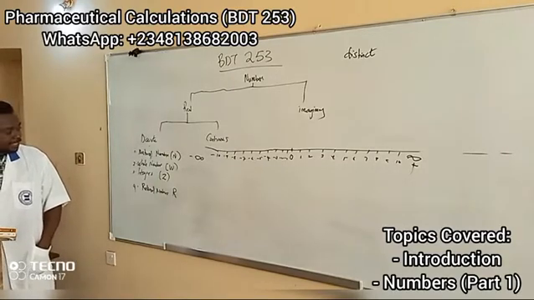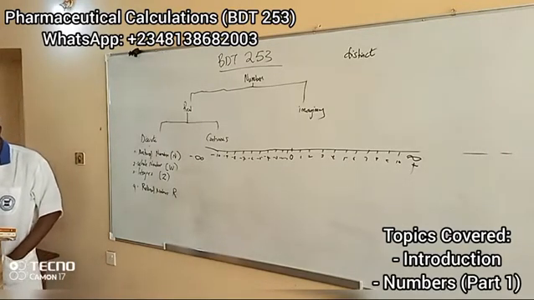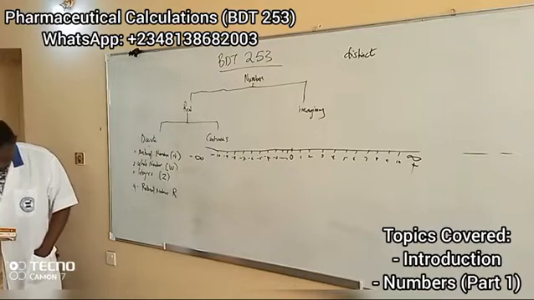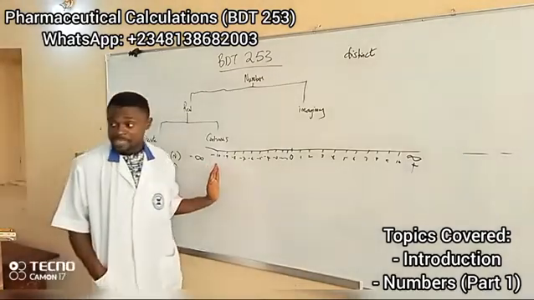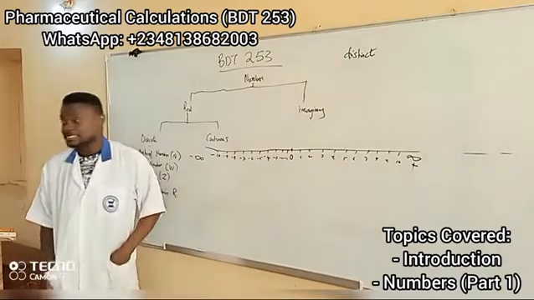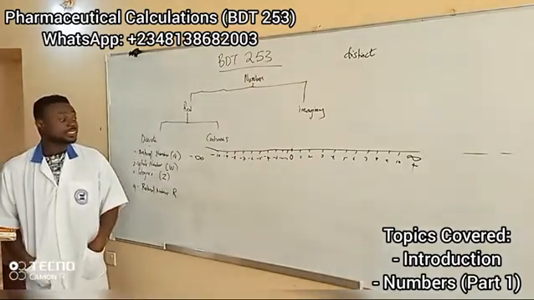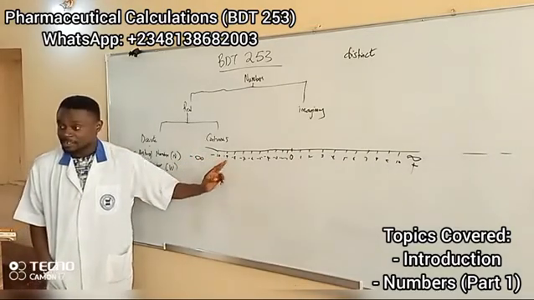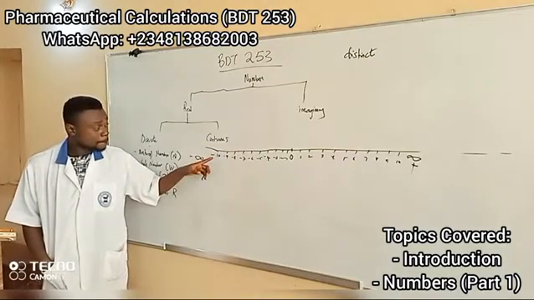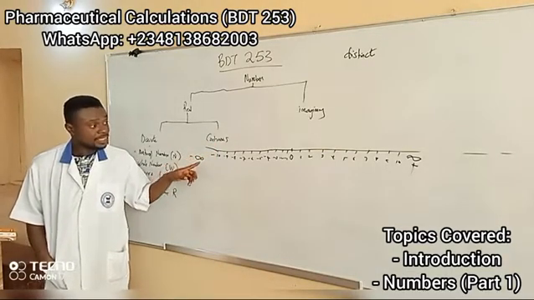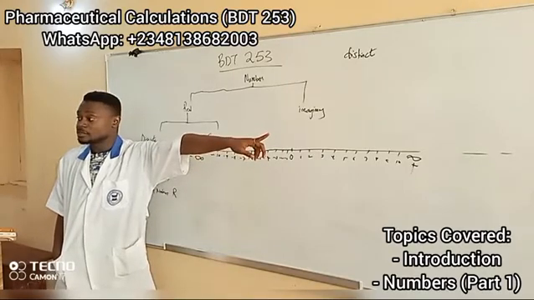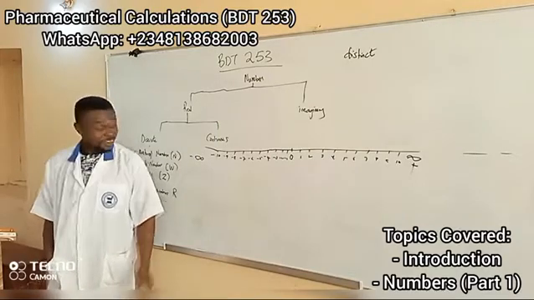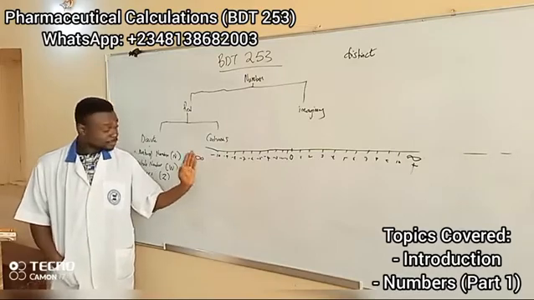What are natural numbers? Let's start with integers. It's better we start with integers. If you look at this number line now, integers are all these discrete numbers you are seeing now, from negative infinity to positive infinity. They are integers.